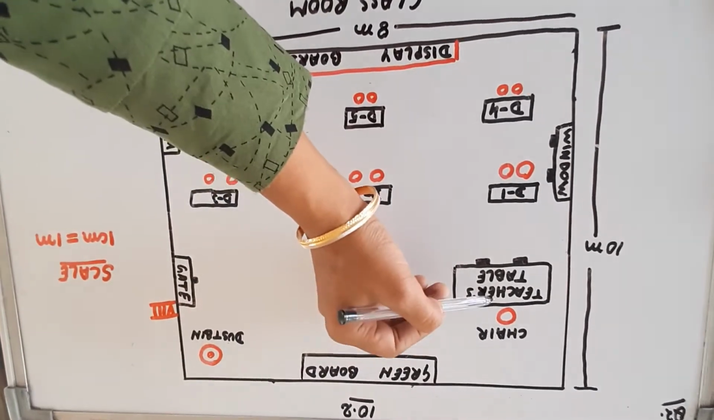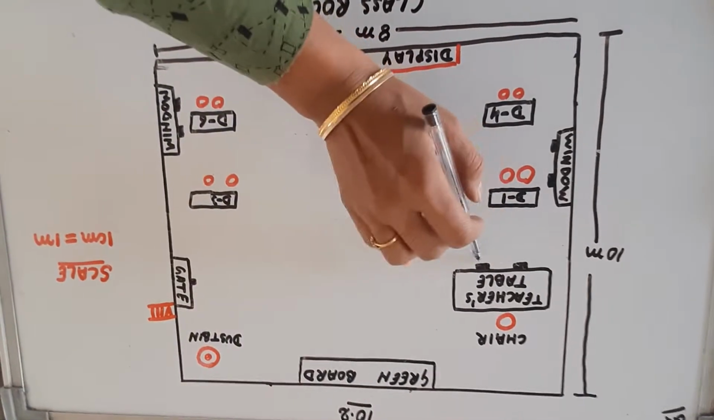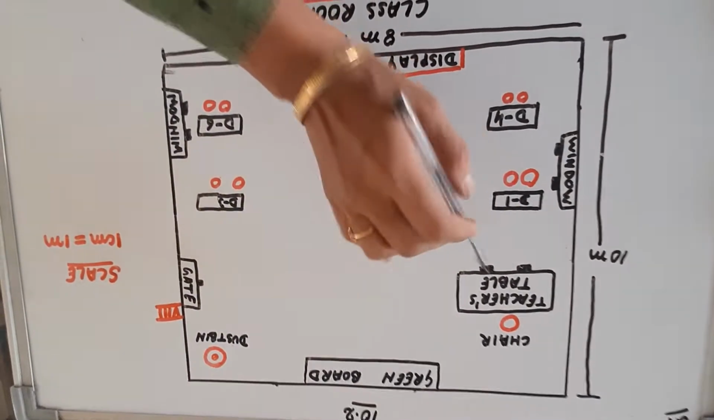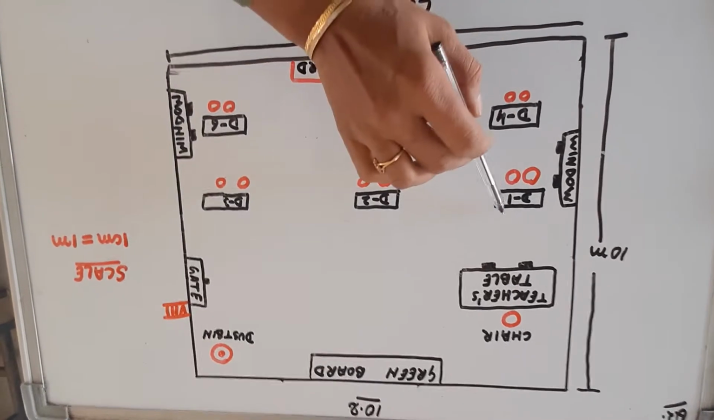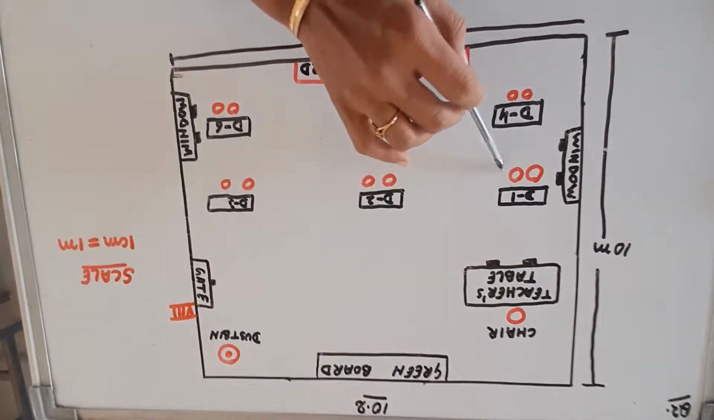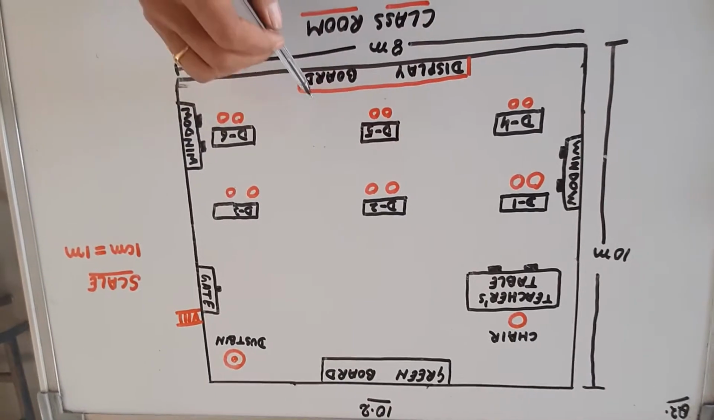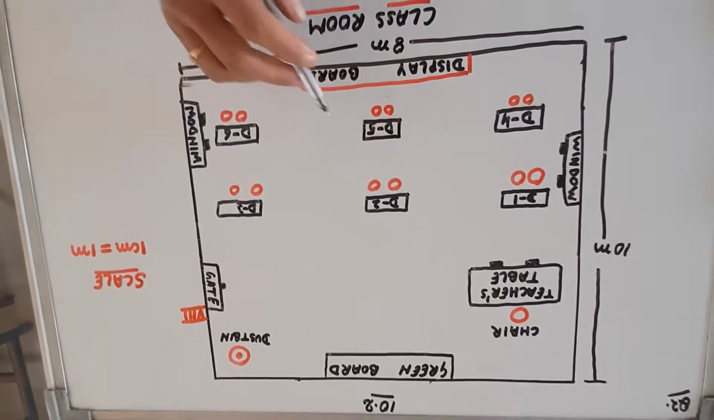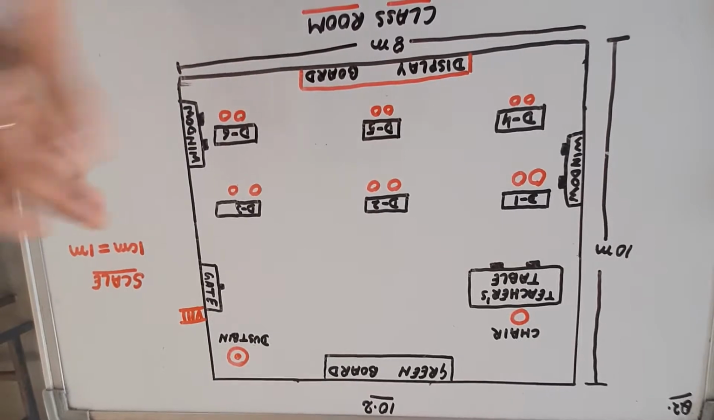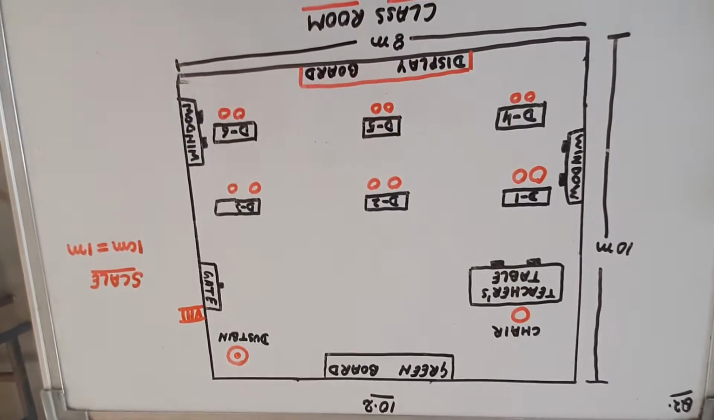Then a chair and a teacher's table with 2 legs are given to us. We'll mention it. A desk with 2 benches and 2 chairs are given to us. And the display board, I have made it with a red box. So these are the symbols which I have used to represent the map of your classroom.